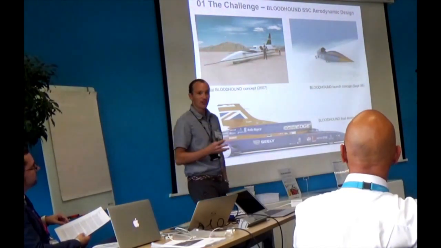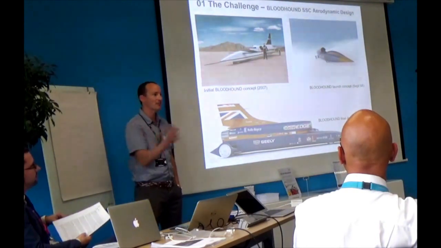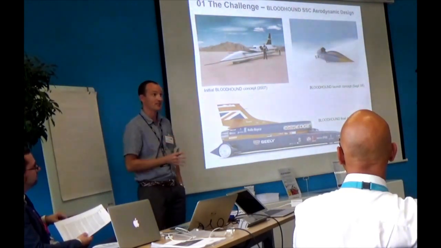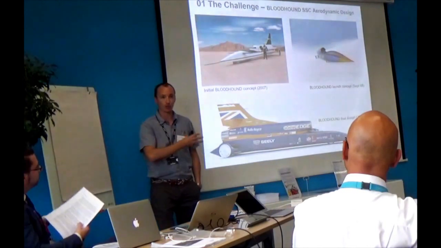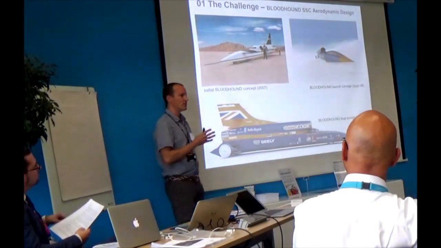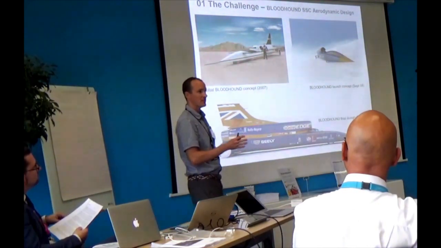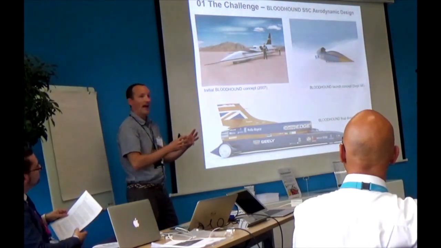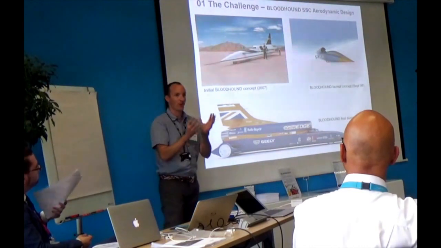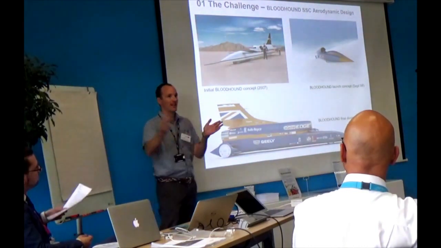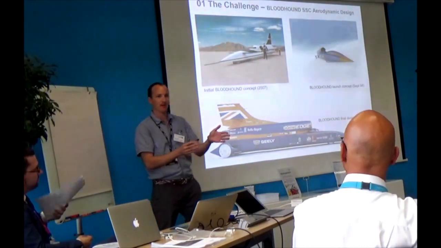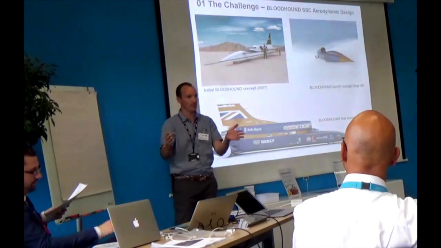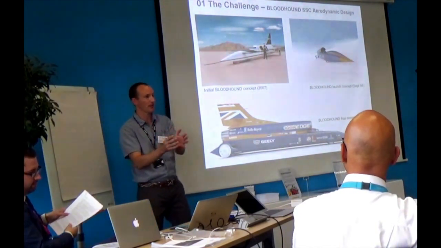But in terms of uncertainty, to this day the fastest a car has ever rolled across the surface of the Earth is 763 miles per hour. That was the Thrust SSC car that Andy Green drove back in 1997. So there were, and still are, massive questions about what happens in that gap between 763 miles per hour and our target speed, which is 1,000 miles per hour.